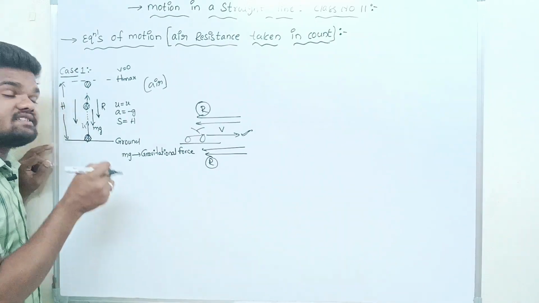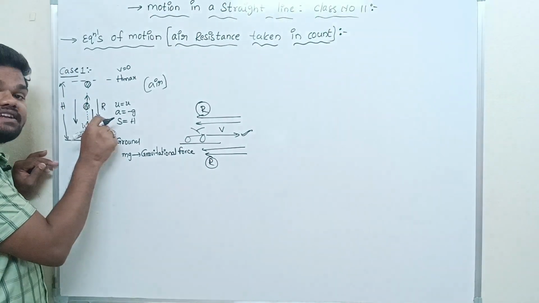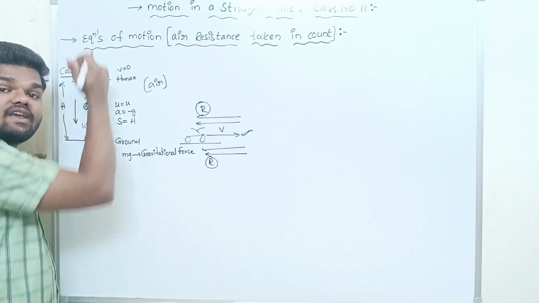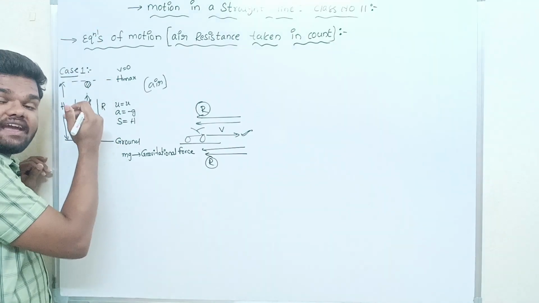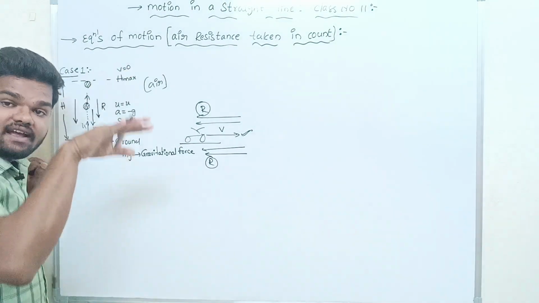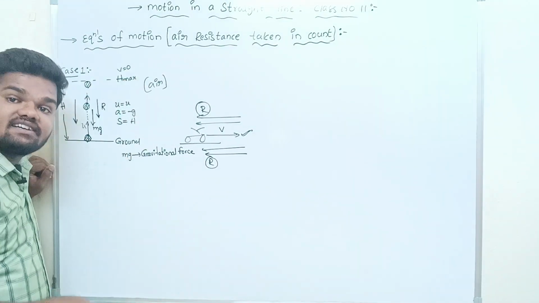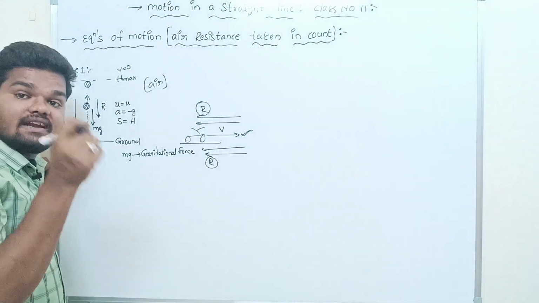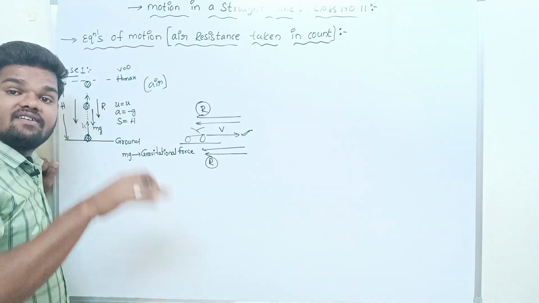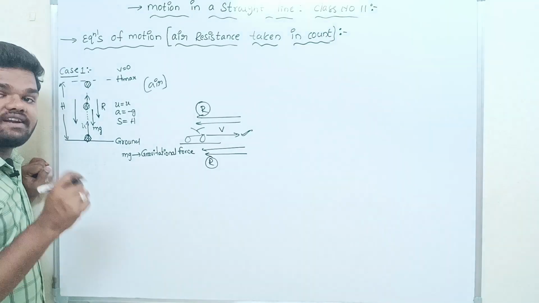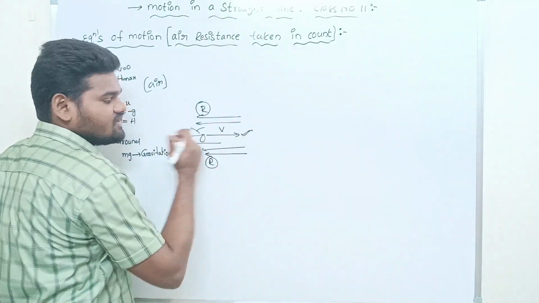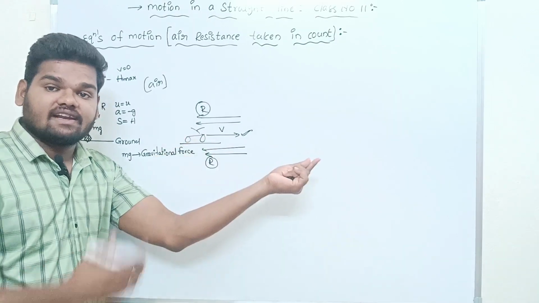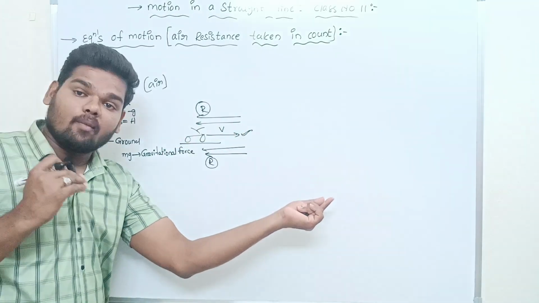Also, the air resistance force acts in a downward direction, because the object is moving away from the ground. So the air resistance force acts opposite to the direction of motion of the object. That means the air resistance force tries to oppose the velocity of the object, just like a bike example. You are moving in this direction and the air resistance force opposes you.